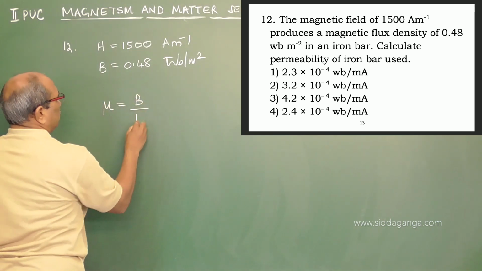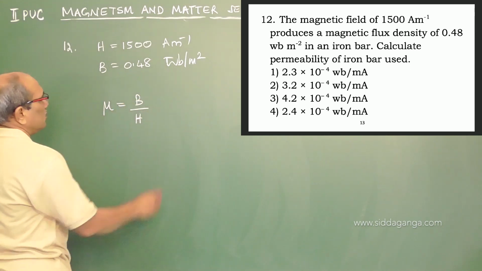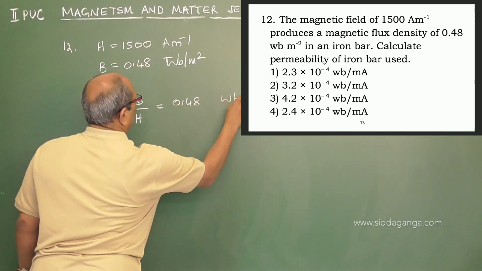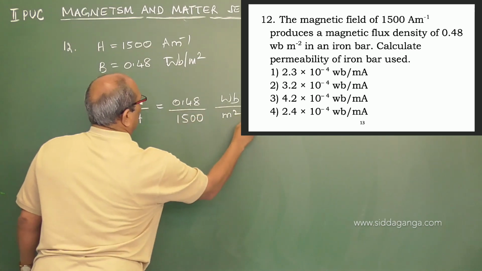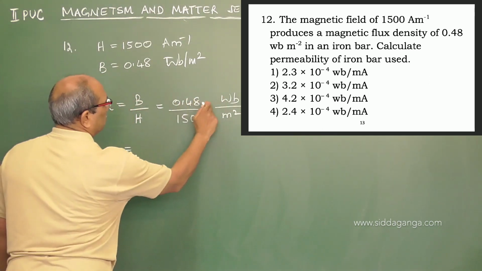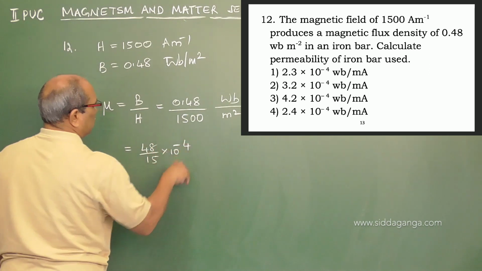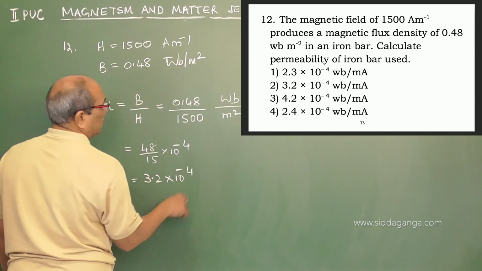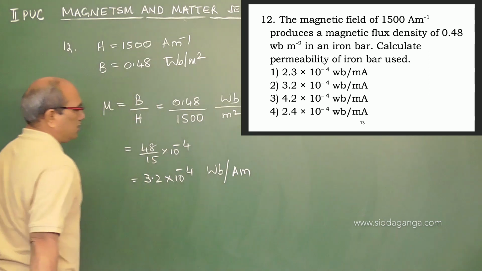Permeability relation is directly B by H in any material. Mu naught is B naught by H, so mu is B by H. So B by H is 0.48 Weber per meter square divided by 1500 ampere per meter. If I take the 0 to the numerator, I can write 48 by 15 into 10 power minus 4. 15 3s are 45, so 3.2 into 10 power minus 4. Weber per ampere meter is the answer.